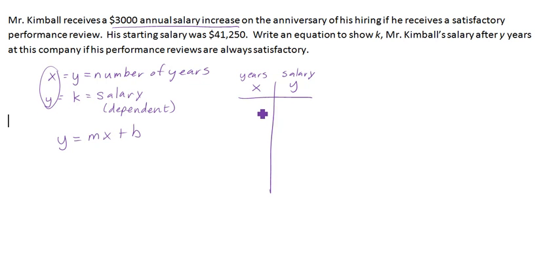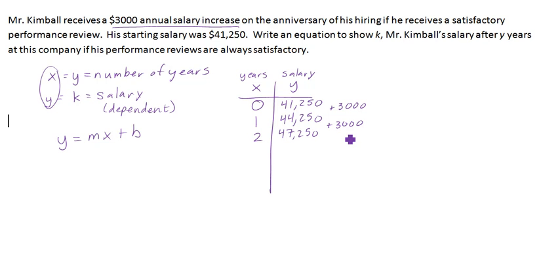Okay, so x years, when he's been working for 0 years, his salary was $41,250. Okay, 1 year later, assuming that he gets the satisfactory performance review, then he's going to get an extra $3,000. So that year he's going to be making $44,250. After 2 years, we're going to add $3,000 again, $47,250, right? So we're adding $3,000 each year. That's what it's told. So I didn't really have to do any big technical thinking to get that.